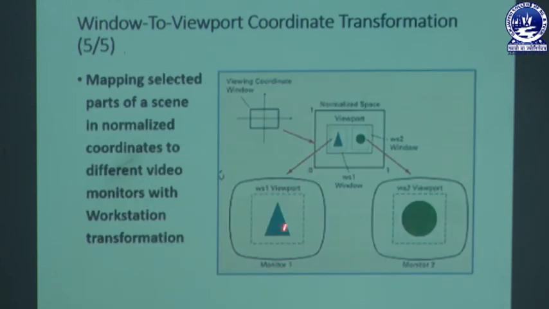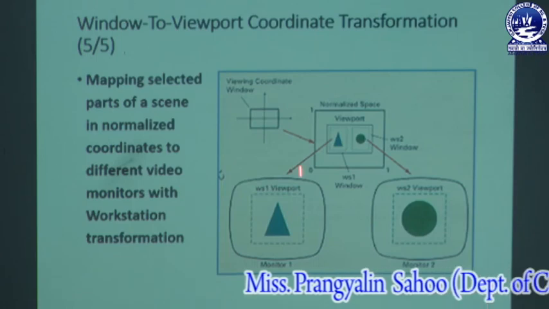So here is the picture. Suppose this figure is present in a viewport on the monitor screen, and another type of picture is viewed on another monitor's viewport screen. When we need to combine those two into one screen for viewing in a normalized format, that is possible by using the concept of viewport coordinate transformation systems.